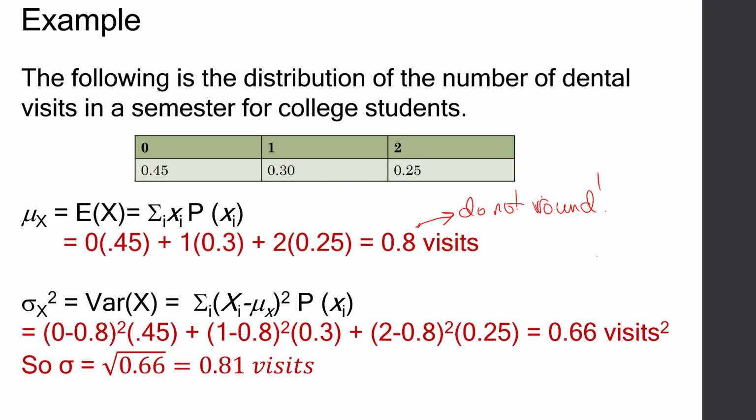And then the population variance is calculated just applying the formula. We take 0 minus the mean, 0.8, squared, times the probability of seeing a 0, 0.45, plus 1 minus the mean of 0.8 squared times the probability of seeing a 1, which is 0.3, etc., and we get 0.66 visits squared. And so to calculate the population's standard deviation, sigma, just take the positive square root of that to get 0.81 visits. Don't forget your units on these.